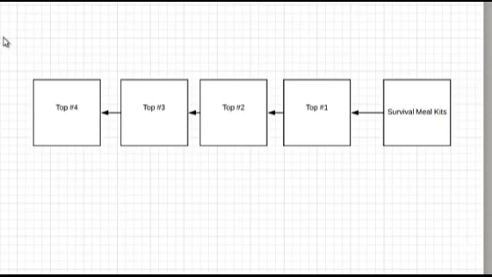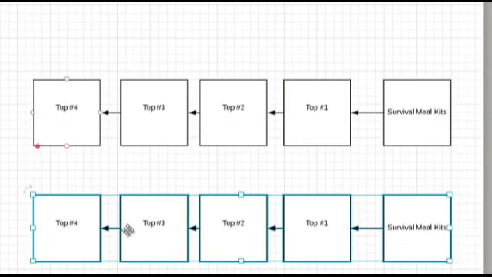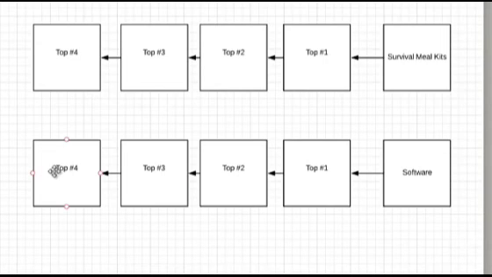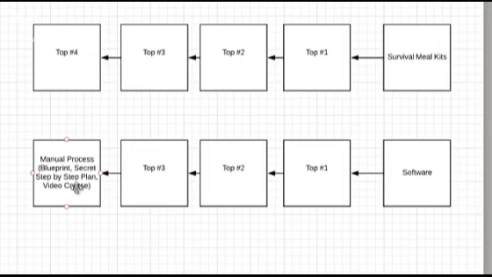So let's show you a different scenario here. Let's move this down. This is a totally different scenario. Let's say, for example, you're selling a piece of software. Instead of saying top 4, 3, 2, 1, you could talk about the manual process. This could be in the form of a blueprint, a secret plan, a step-by-step plan, a video course. And then you talk about it in every single email.